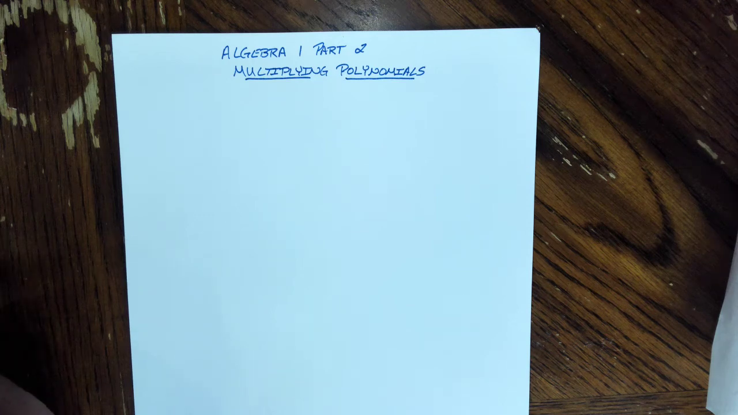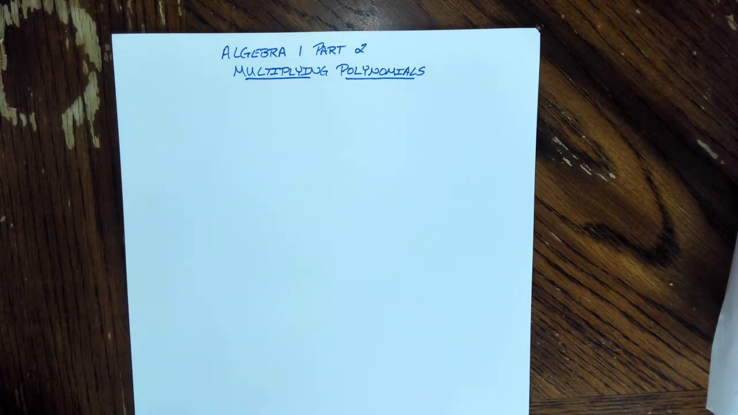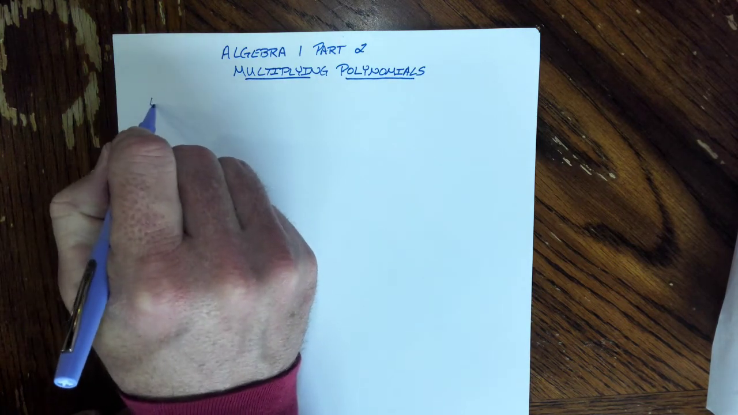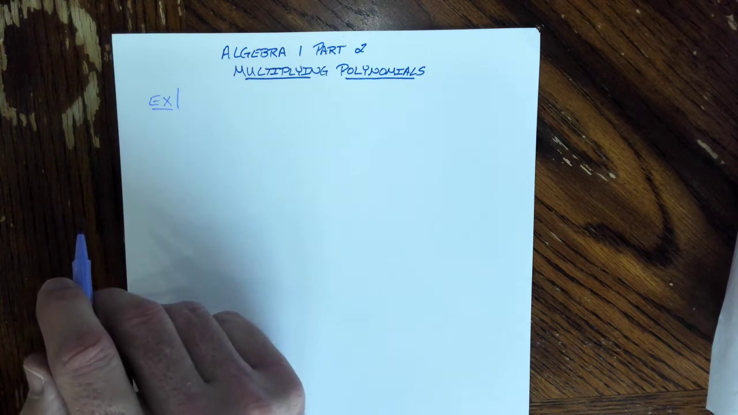All right, we're talking multiplying polynomials. A couple different ways you can do it. We discussed previously, you can set them up vertically. Big thing we're going to be working with here is examples.